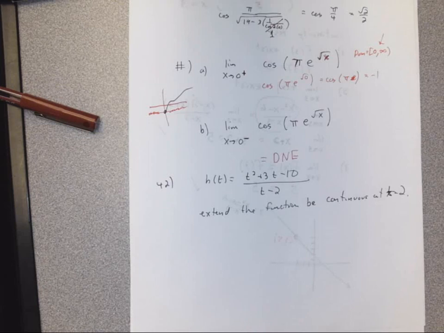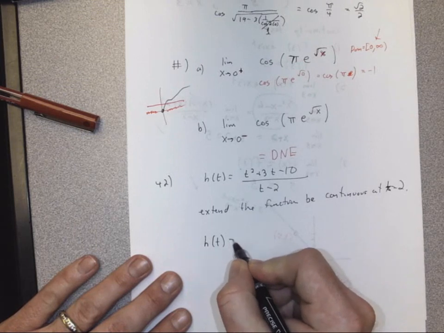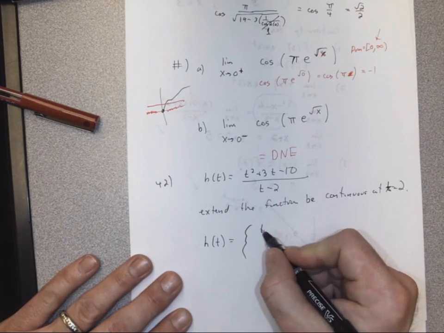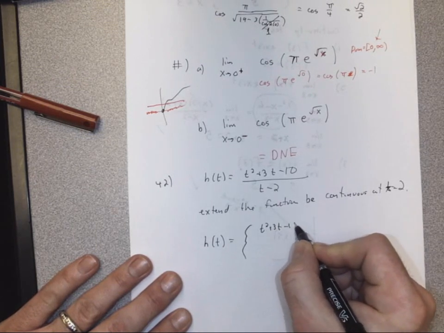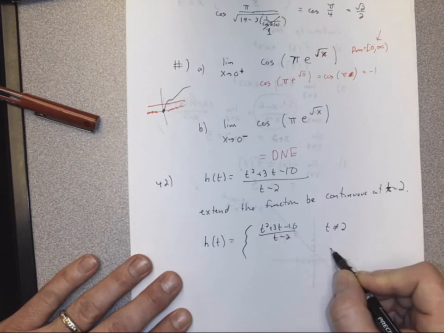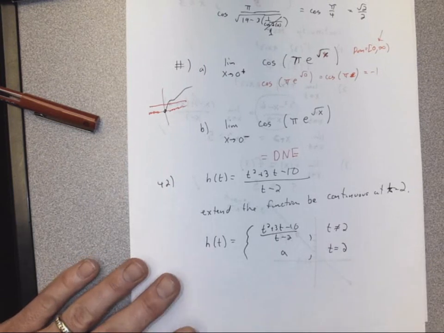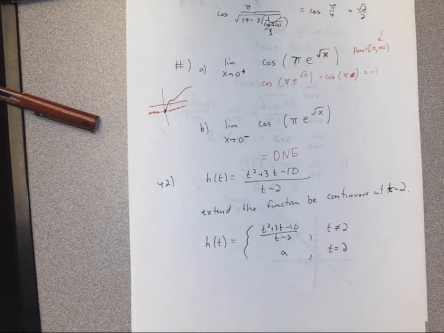Does that make sense? So the question is this: I need to extend this thing in such a way, so make it a piecewise function. It's going to be t squared plus 3t minus 10 all over t minus 2, when t is not allowed to be 2. But at t equals 2, I need to figure out its value. Does that make sense? I need to find a to make that work.